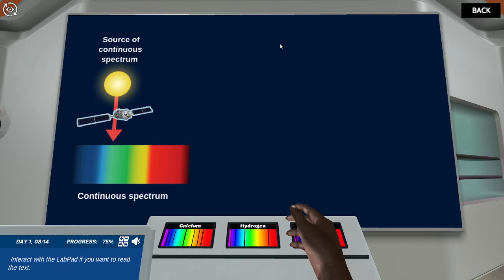Imagine that the star had no atmosphere. Stars emit photons at every wavelength, so when their light travels directly to the space telescope, it is recorded as a continuous spectrum. It looks like a rainbow, with light of every color. Click on the light source again, to find out what effect a cold gas cloud has on the light.